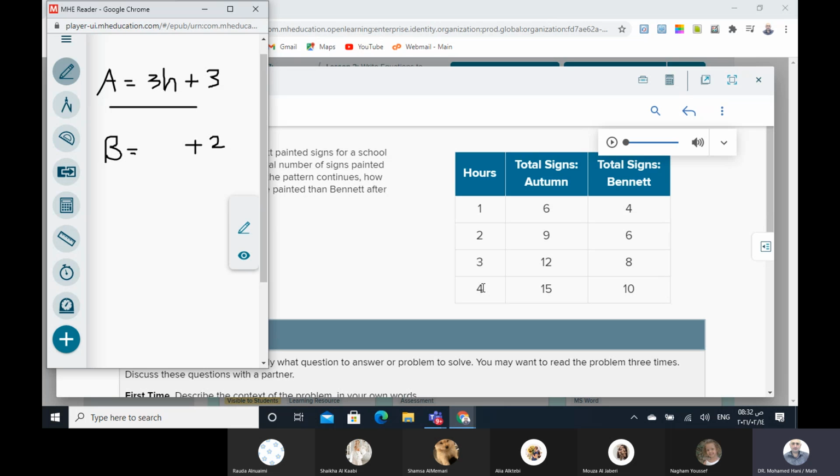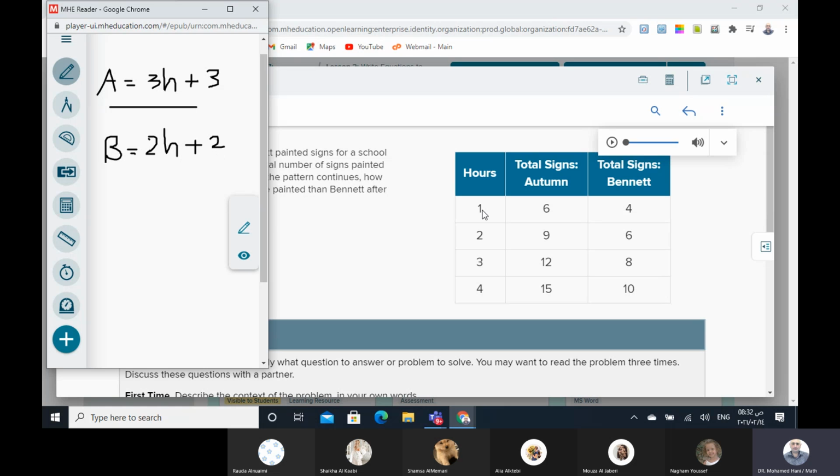Yes, Nagam. Who has any idea here? I put the pattern. So which number times h? Yes, tell me. 2. Great. So the number we can write here is 2h plus 2. We can write here 2h plus 2.